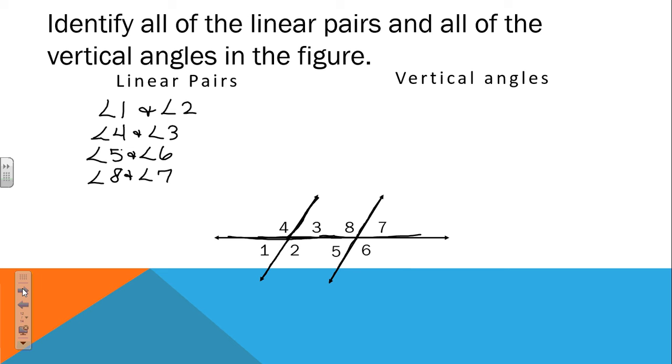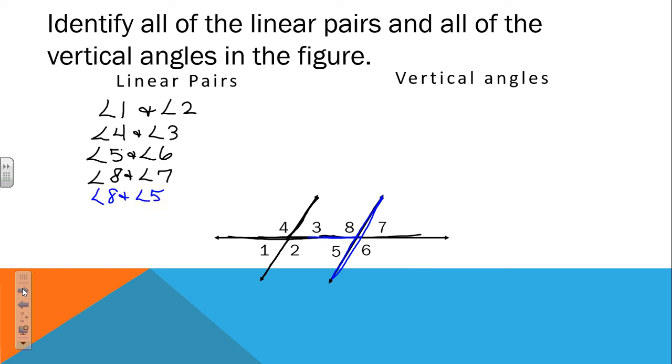Are we finished? Can we find more linear pairs? Okay, Spencer found another. 8 and 5. Why are 8 and 5 a linear pair? Yeah, just the other way. They still form a straight line, but they have one common ray that's between them.